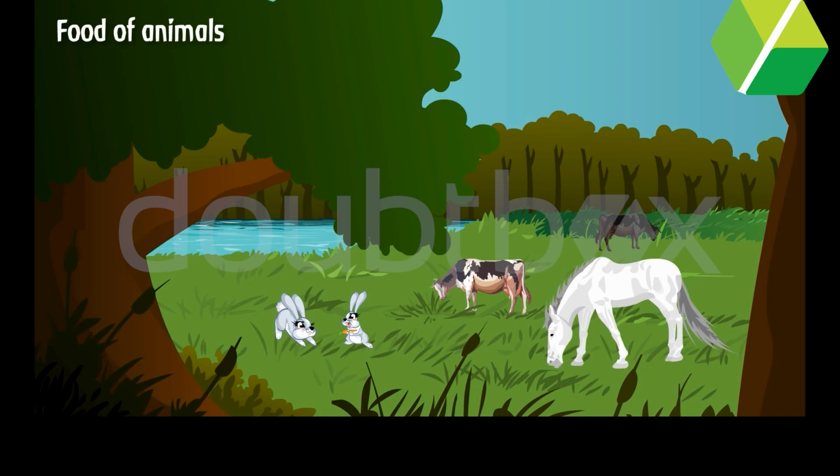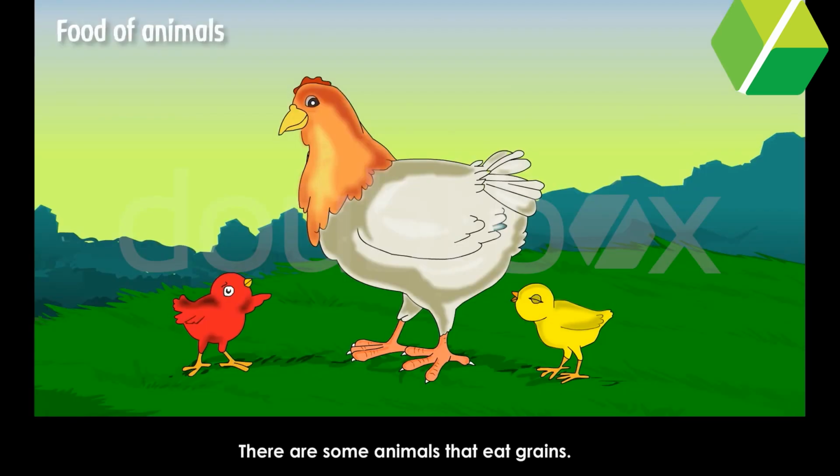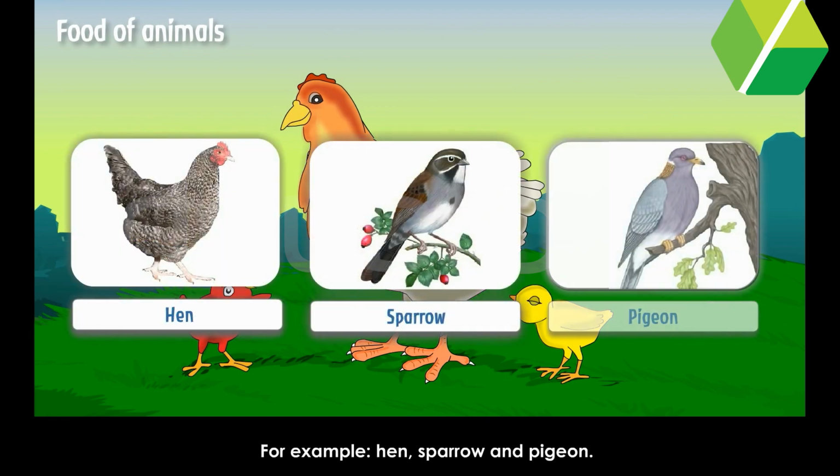Food of animals. Animals eat different kinds of food. There are some animals that eat grass and leaves. Horse, rabbit, and cow are some examples of animals that eat grass and leaves. There are some animals that eat grains. For example, hen, sparrow, and pigeon.